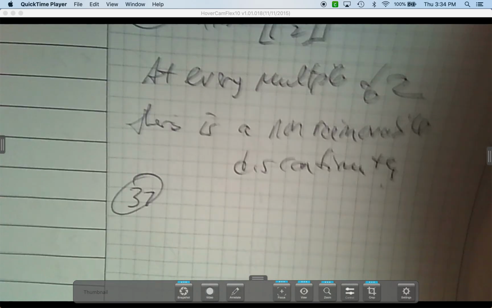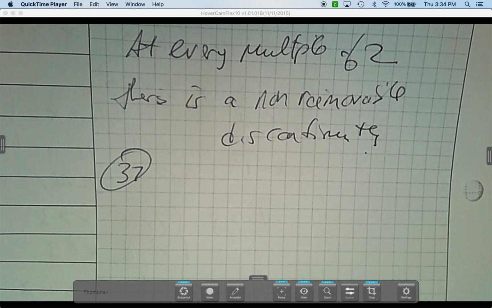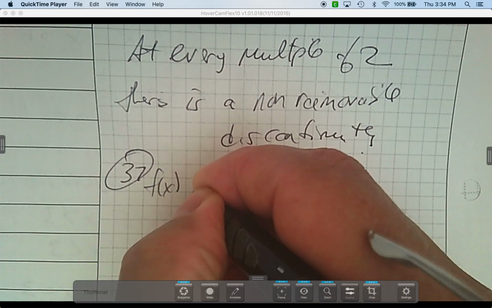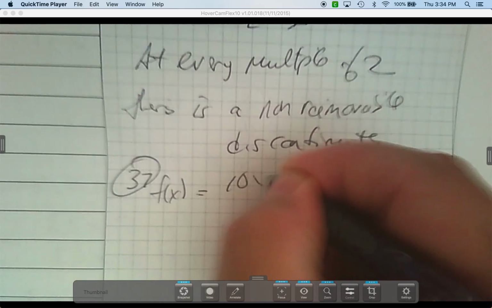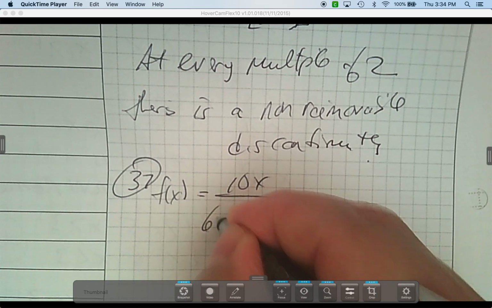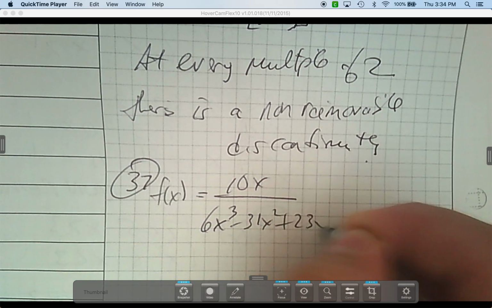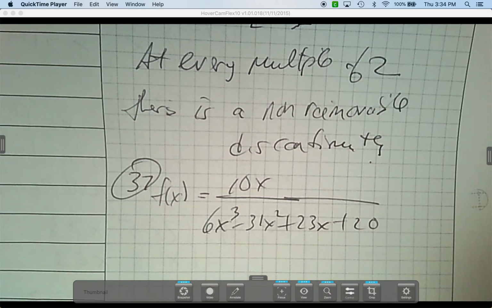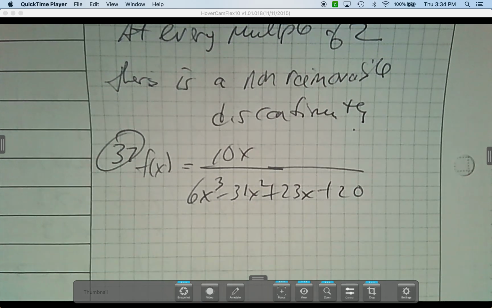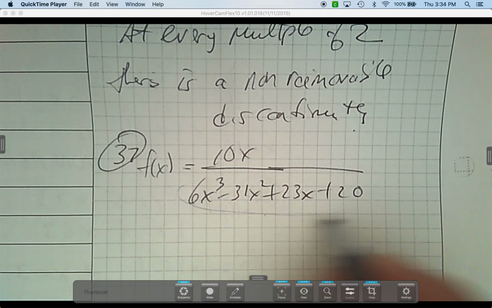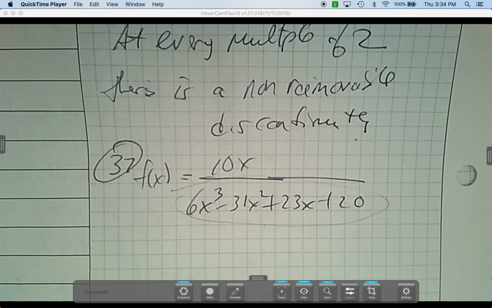37. Use a calculator. I'll do it. Now, there's no button that says discontinuity, so we have to think through this. So, where are the discontinuities there? And the answer is it's a rational, so all I've got to do is take the denominator equal to 0 to see what the answers are.